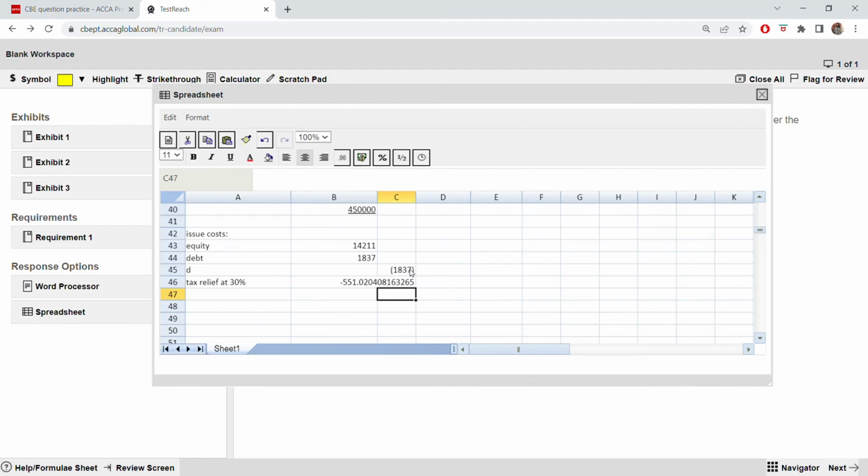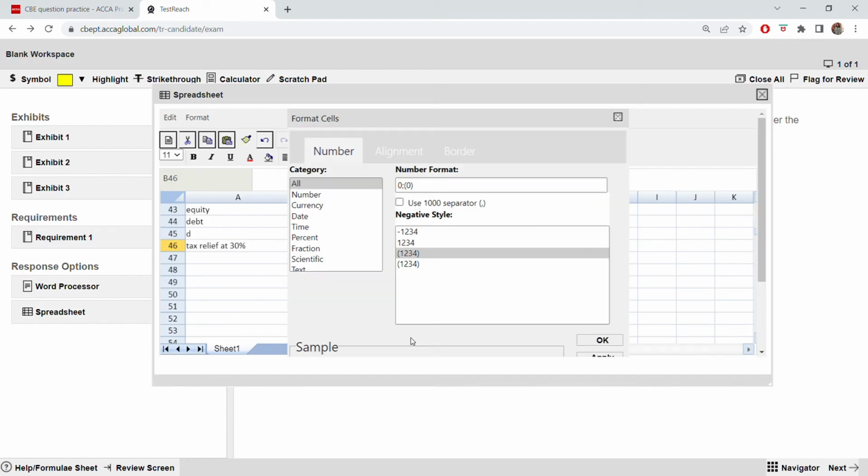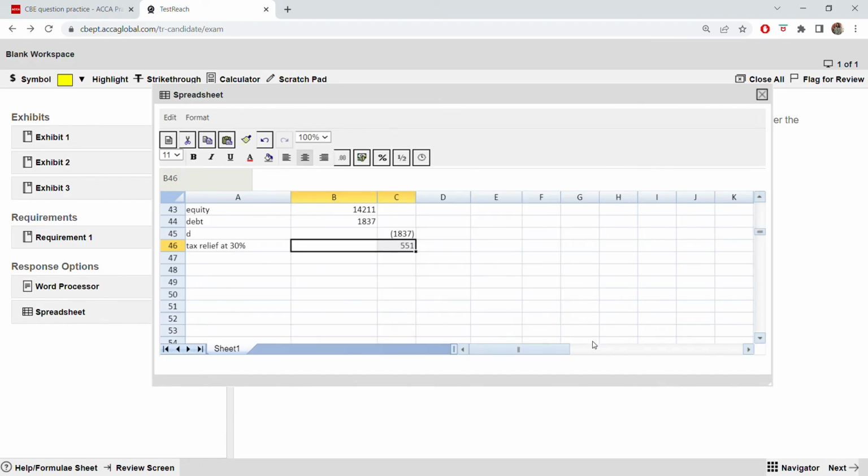So when you're putting the tax relief, what you can do is be smart enough, okay? You already have the positive figure. Do it in the positive figure. 30% multiply by this amount. Enter. When you show, it will show like this. When you click both the cells, because the number is spread in both the cells, format cell, this, okay, 551.